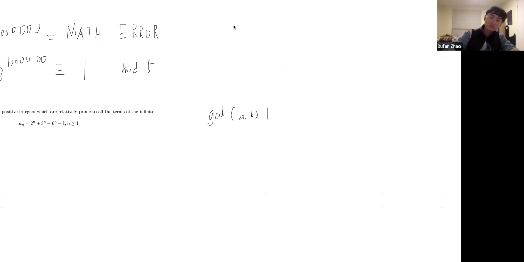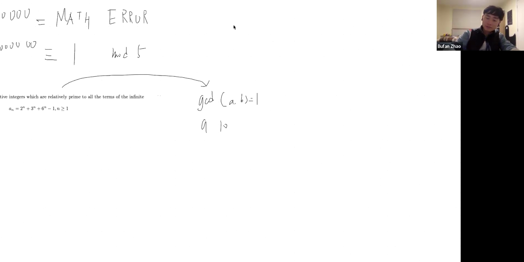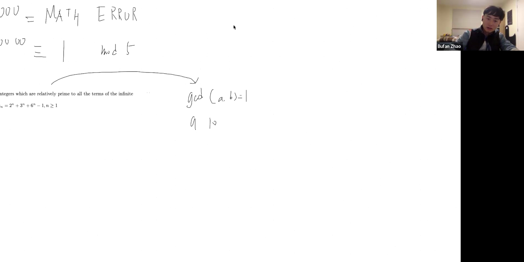So for example, 9 and 10 are co-prime because 9 is 3 times 3 and 10 is 2 times 5. Right, so they're relatively prime. They don't share any factors. However, 2 and 10 are not because they share the factor 2. So yeah, that's what relatively prime is.